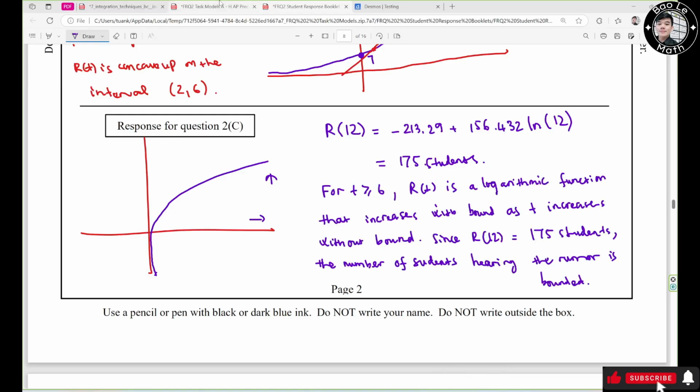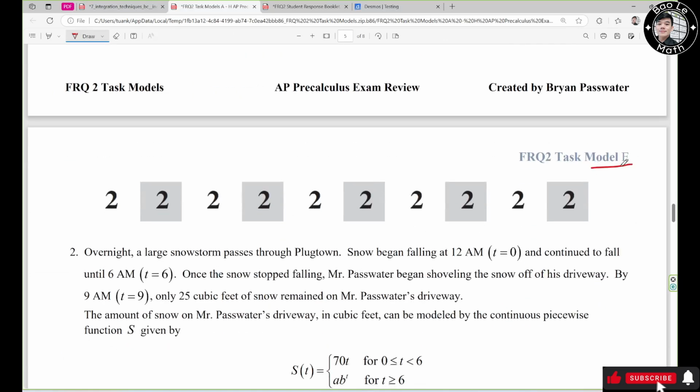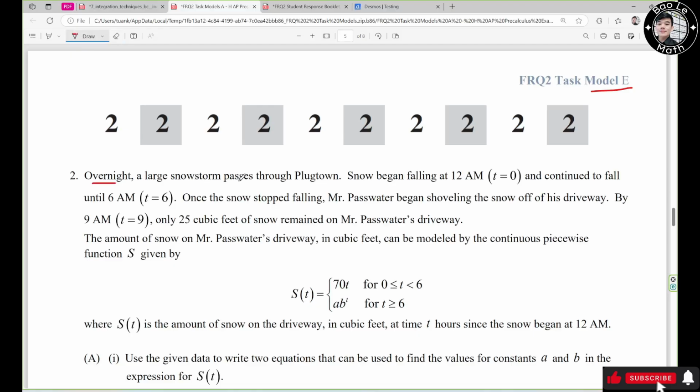Alright, let's move on to the next question. Model E. Overnight, a large snowstorm passes through Plug Town. Snow began falling at 12 a.m., which means t equals 0, and continued to fall until 6 a.m., which means t equals 6. Once the snow stopped falling, Mr. Passwater began shoveling the snow off of his driveway. By 9 a.m., t equals 9, only 25 cubic feet of snow remained on Mr. Passwater's driveway. The amount of snow on the driveway in cubic feet can be modeled by the continuous piecewise function given right here.